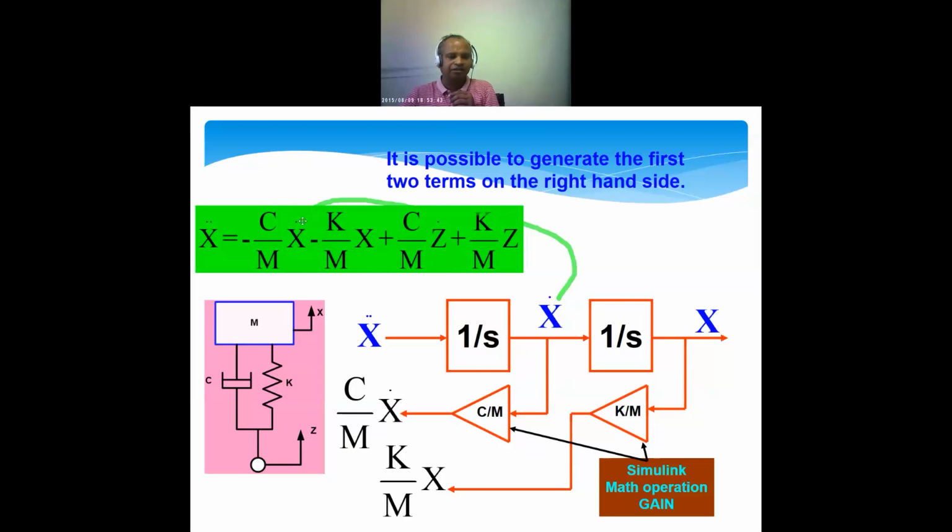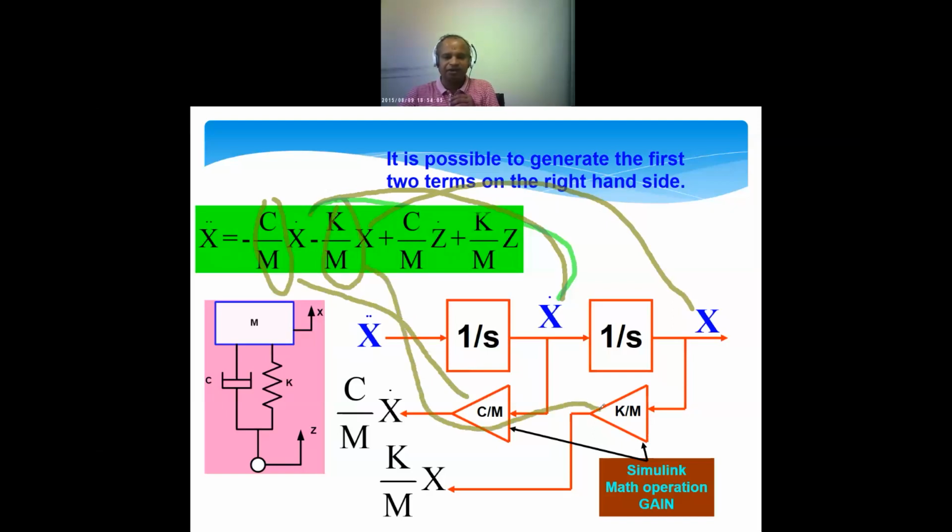This is x dot. And then x is this one. Then what should it multiply? X dot should be multiplied by the constant here, and that is the constant here. And the x is multiplied by this one, and this is multiplied here.